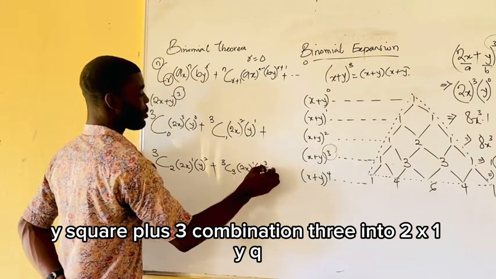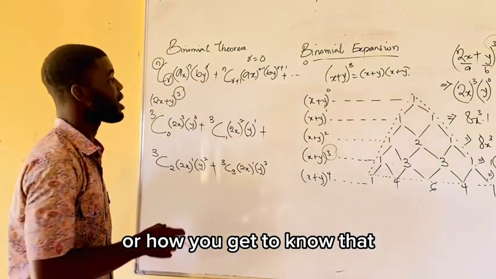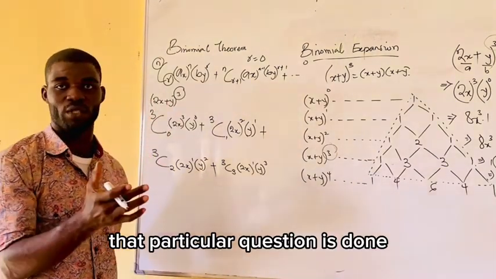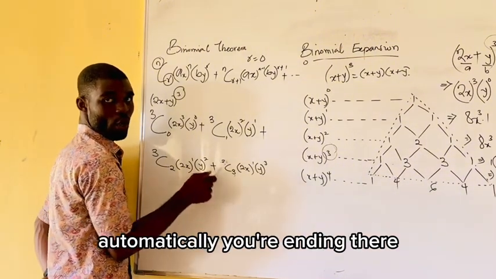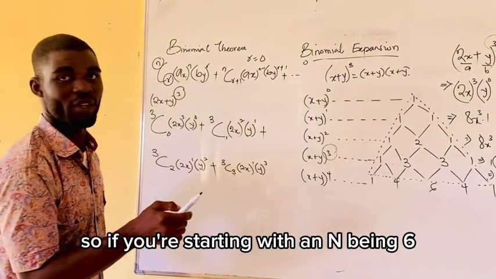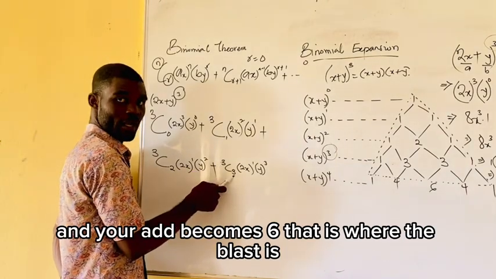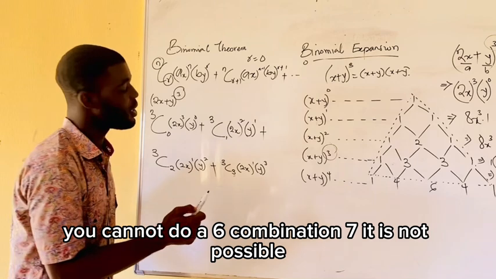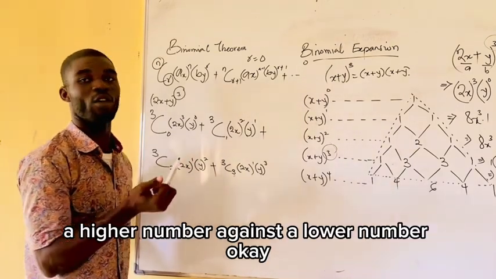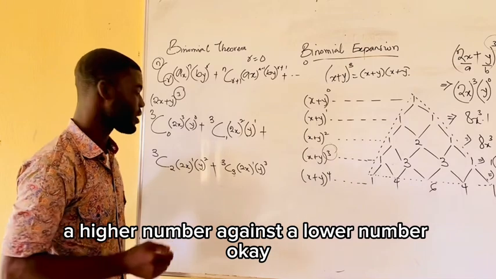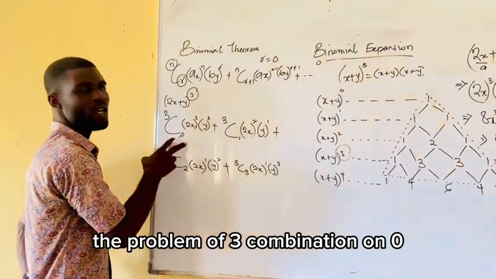Now, someone I want to ask how you get to know where to stop, or how you get to know that the binomial theorem for that particular question is done. When you get to the point where your n is equal to your r, automatically you are ending there. So if you are starting with an n being 6 and your r becomes 6, that is where the last term is. You cannot do a 6 combination 7. It is not possible. You can't combine a higher number against a lower number. Okay?